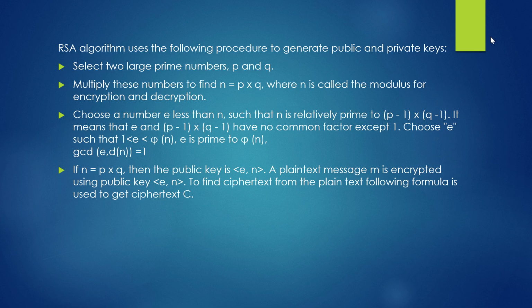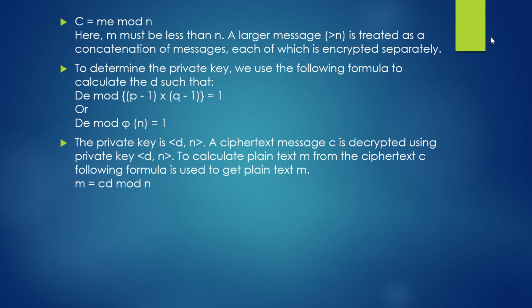If n equals p times q, then the public key is e comma n. A plain text message m is encrypted using the public key. To find the ciphertext from the plain text, the following formula is used to get the ciphertext c.